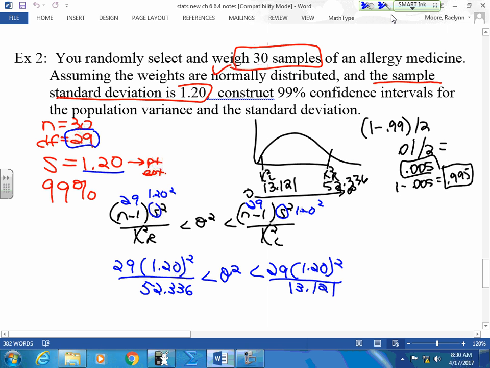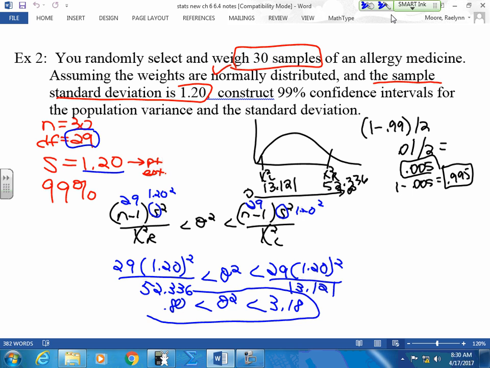So I'm going to round this to 2 decimal places, and I'm going to round that one to 2 decimal places. This is my confidence interval for my variance. I can be 99% confident that my population variance of all the allergy medicines will come between 0.80 and 3.18 centimeters or whatever units they were measuring here.